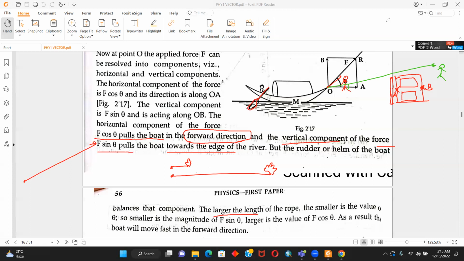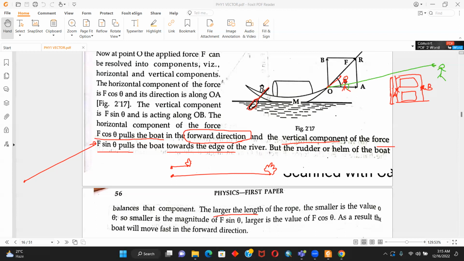Understanding what I'm saying? This is a very fun concept to understand, right? We use it in day-to-day life as well. And the boatmen use it. They might not even know the physics behind this, but they unknowingly use it.